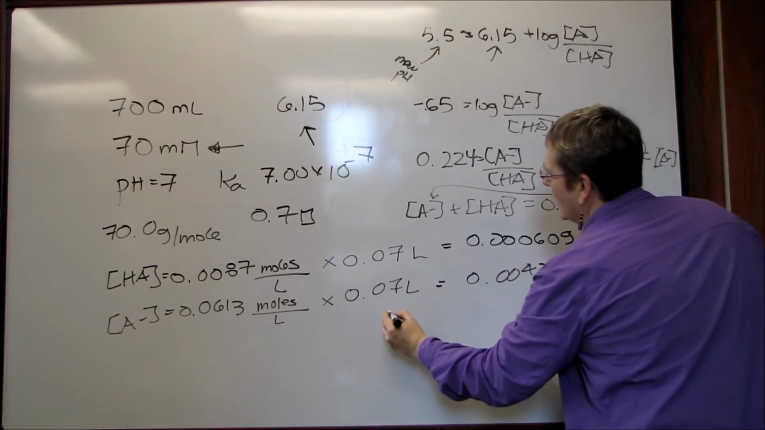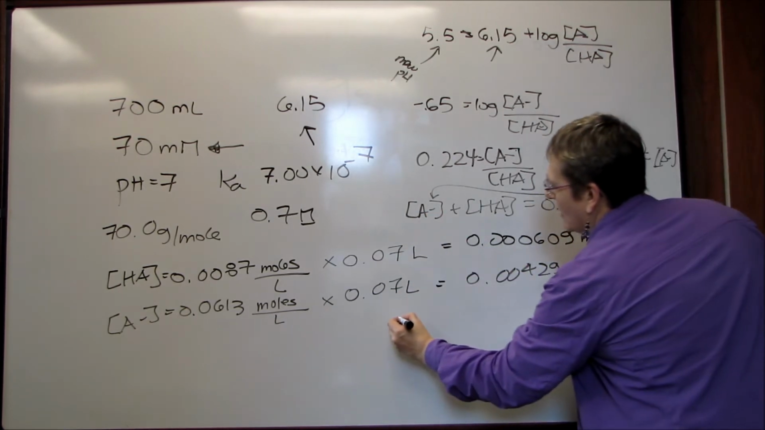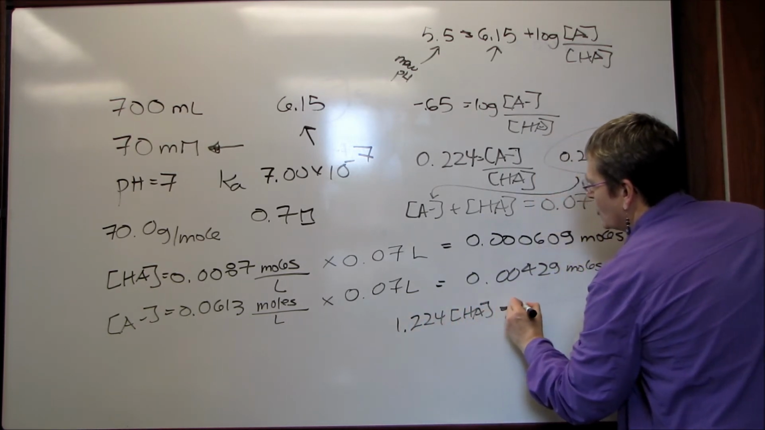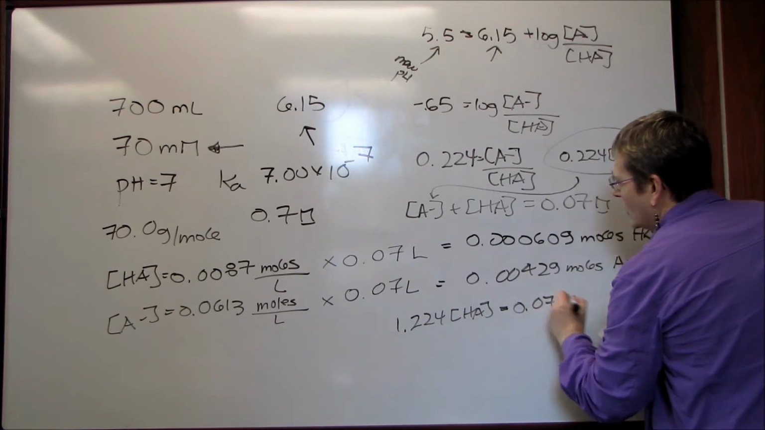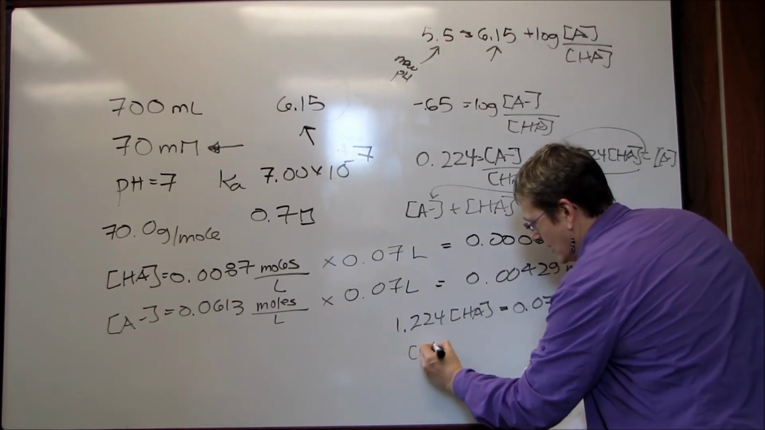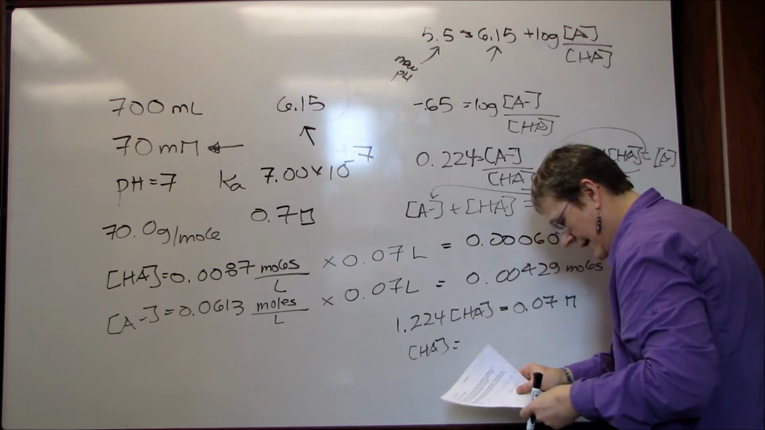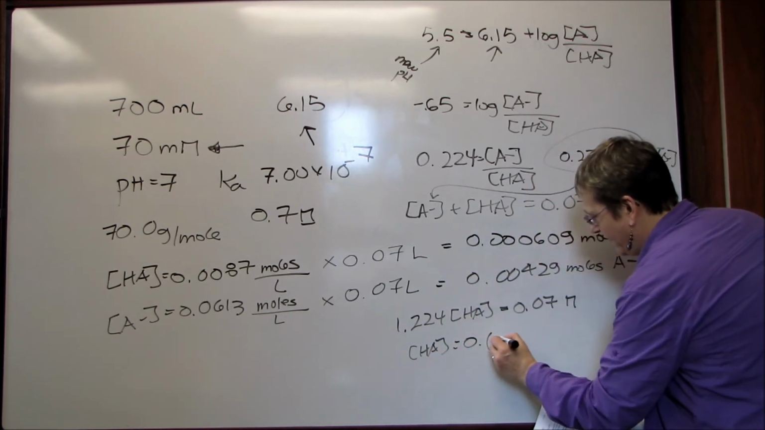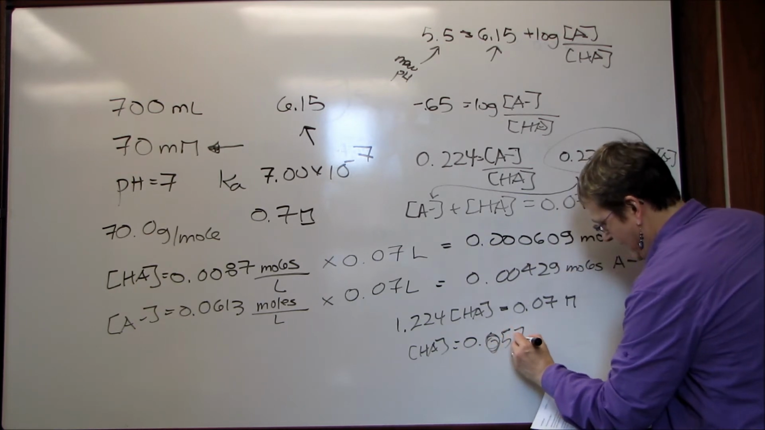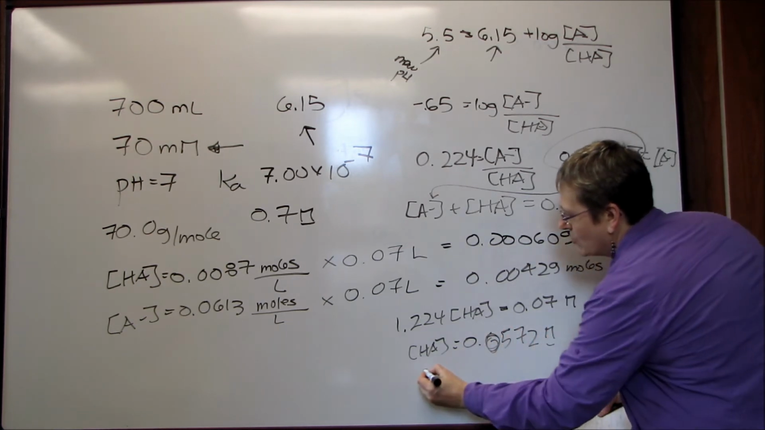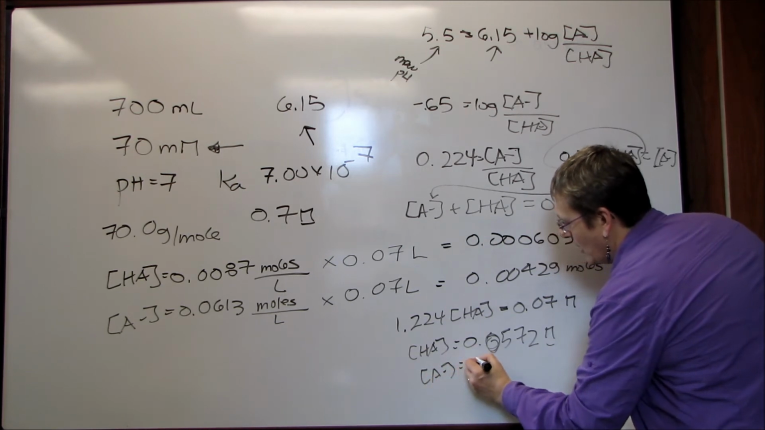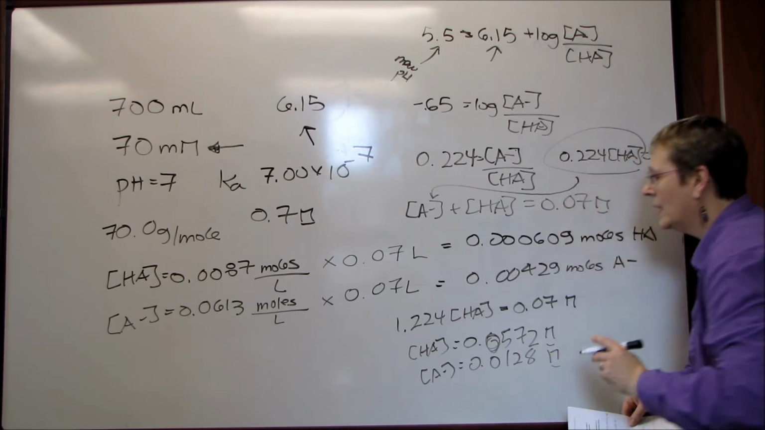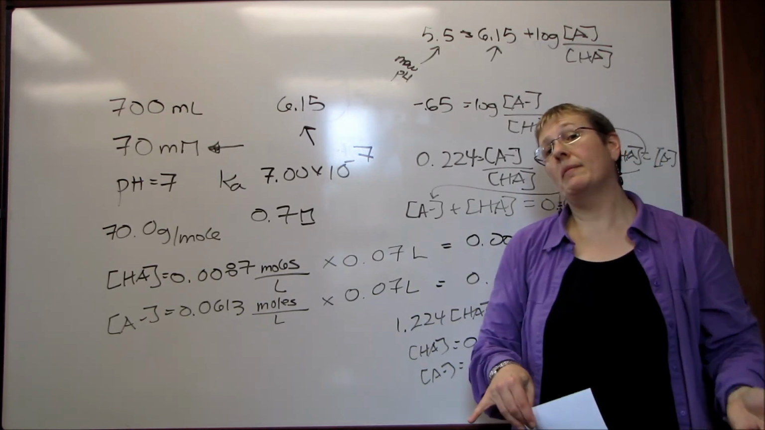I'm going to go down here now. And that is going to say 1.224 times HA is equal to 0.07 molar, which means that HA is now equal to 0.0572 molar. By subtraction, that gives me an A minus of 0.0128 molar. Now I've got my concentrations, I need to know how many moles that is.